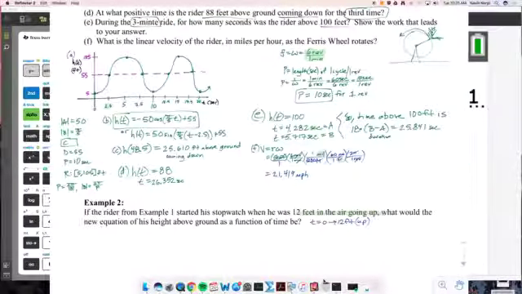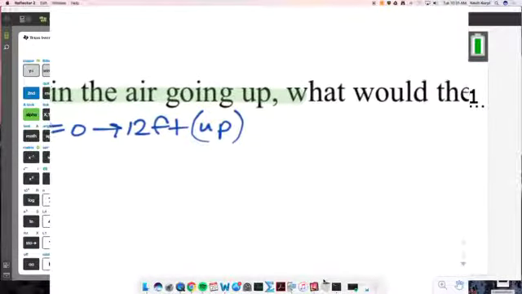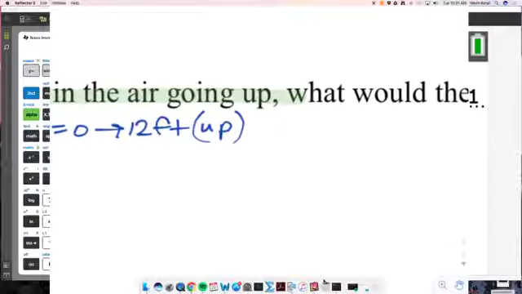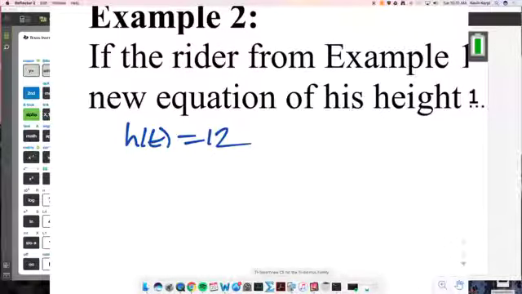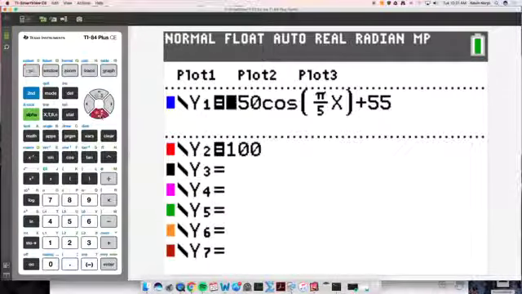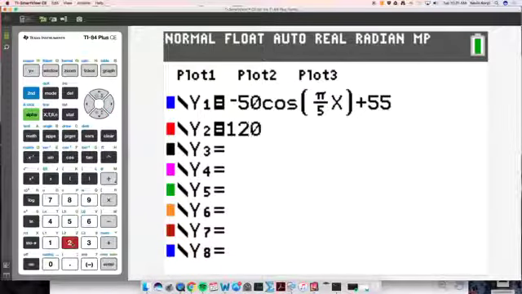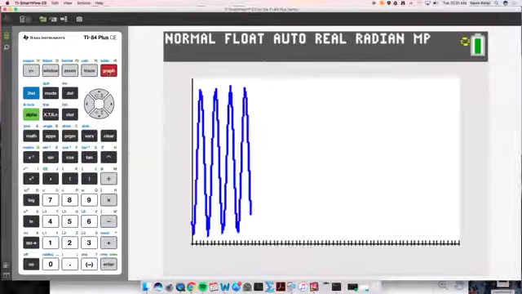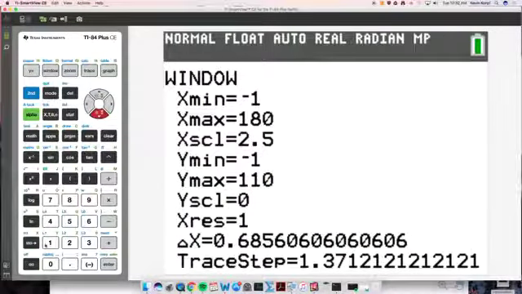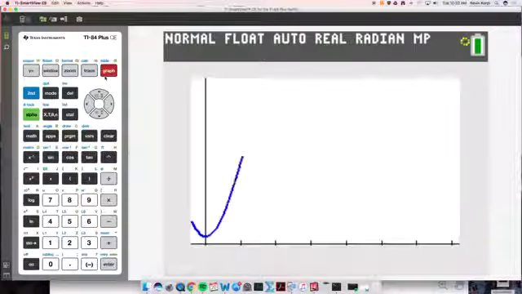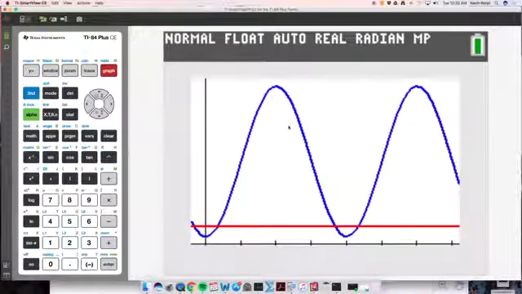So here's all you have to do to fix it. We want 12 feet going up to be the new y-intercept. So if you just set h of t equal to 12, you can reuse your information from number 1. All you got to do is graph 12 instead of 100. Whoa, we don't need to see all of them. Let's just go back out to 18 seconds instead of 180. Find where it intersects, where he's at that intersection going up.